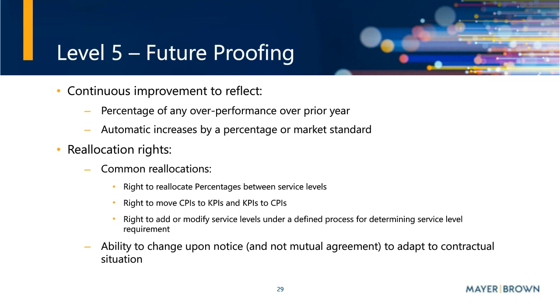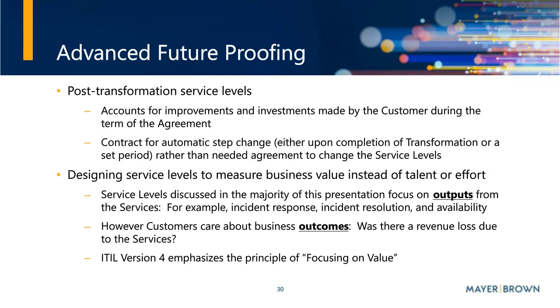On this next slide, we have another example of future proofing, which is having both pre and post transformation service levels. Many of you will be affecting a transformation as part of your contractual requirements. Better service is what you're buying with a transformation, so the service levels should reflect the desired end state to account for the investments made by a customer during the term. Important behind this concept is to contract for an automatic step change in the service levels, for example, upon completion of the transformation, rather than require agreement again to change the service levels.